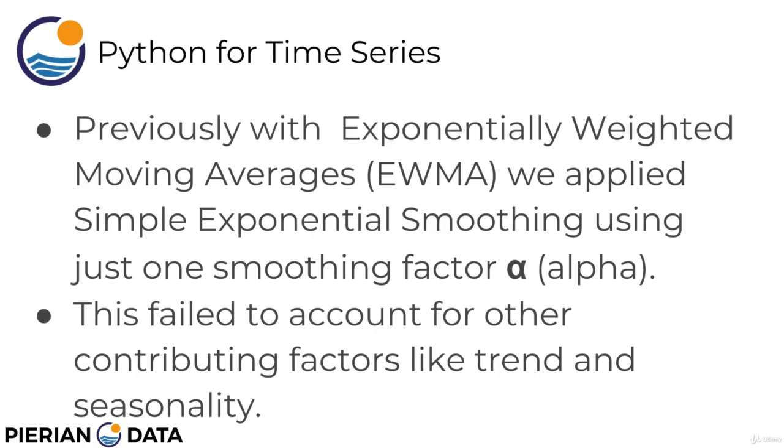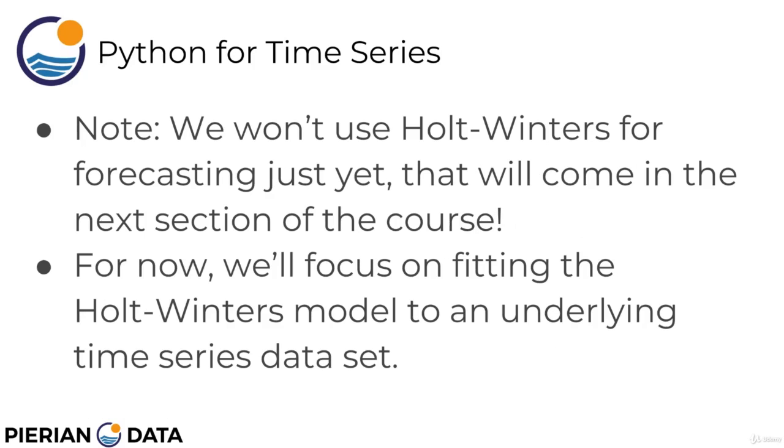So previously, we just saw with exponentially weighted moving averages, or EWMA, we applied simple exponential smoothing using just one smoothing factor, which we called alpha. However, this failed to account for other contributing factors like overall trend and seasonality. So in simple exponential smoothing, we only have one parameter that we can factor in.